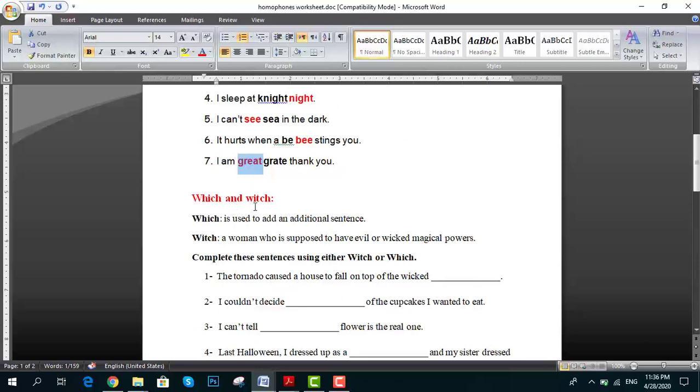We have here which and witch. To clarify them, we have the word which and the word witch. They are pronounced the same, that's why they are homophones, but they have different spellings and different meanings. The first one is used to add an additional sentence. The second one is a woman who is supposed to have evil or wicked magical powers.